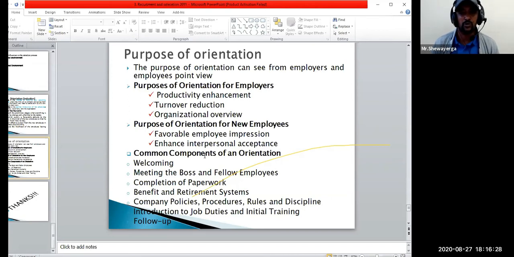So orientation also has a number of important purposes. But we can see the purpose of orientation from two sides, that is employer side and employee side, because the purposes may be different from the two points of view. Then next we'll see common components of orientation. One is welcoming, the next one is meeting the boss and fellow employees, the next one is completion of paperwork, benefit and retirement systems.